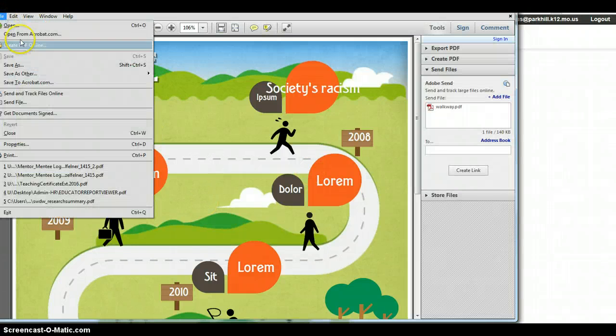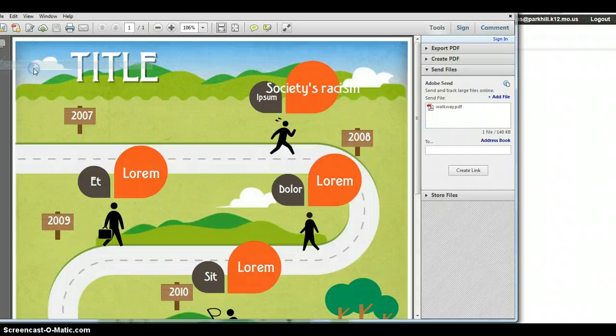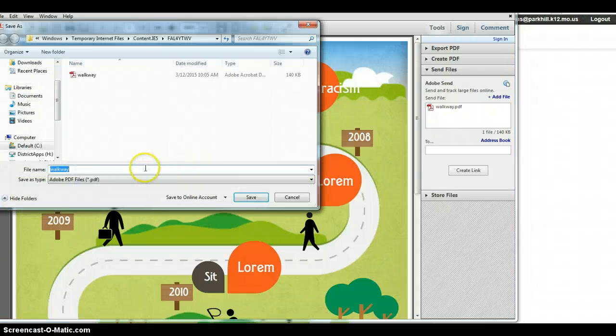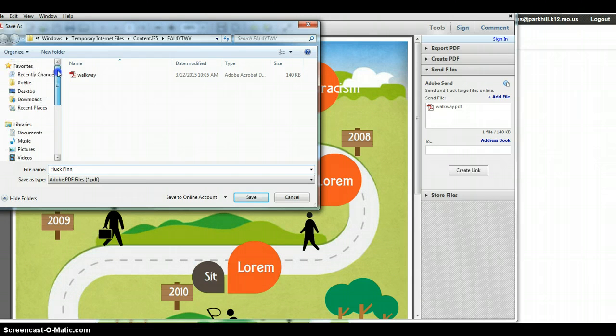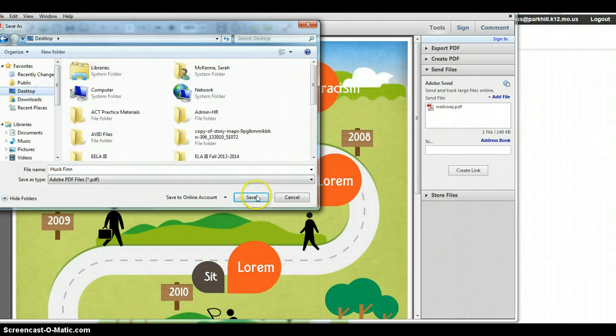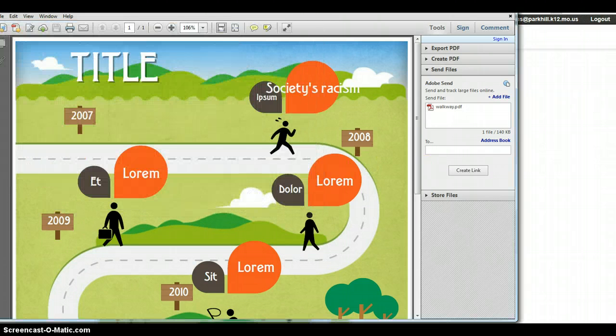Of course, you'll save your file to whatever place that you want to save it to. In my case, I'm going to go ahead and just say Huck Finn, and for the ease of this, I'll save it to my desktop. Once I've done that, I've completed my project and it's ready to be uploaded. Because most of you know how to do the uploading to D2L, I won't explain that, but of course if you have any questions, just let me know.